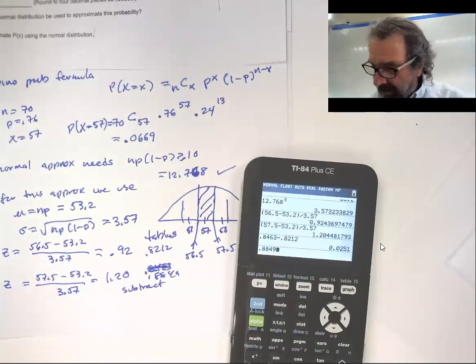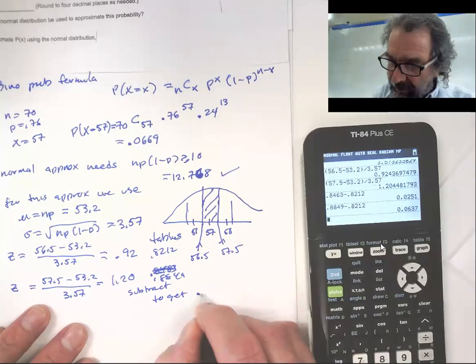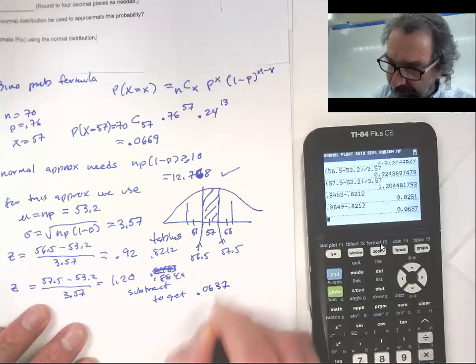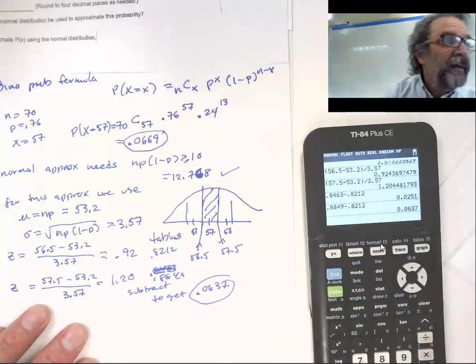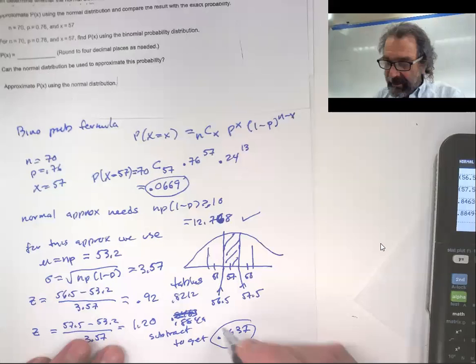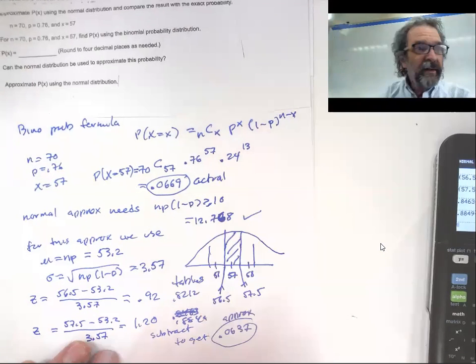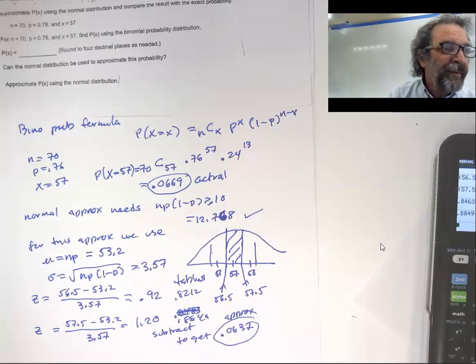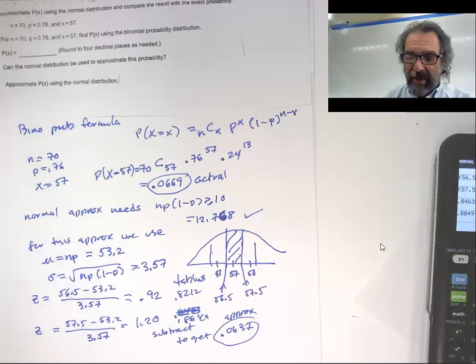0.8849 minus 0.8212 is 0.0637. Okay. And so we're comparing that 0.0637 to the 0.0669. Pretty close. There's the approximate answer. Here's the actual answer. So the normal distribution did a pretty good job, even just computing the probability of being on top of one value. And we solved that problem. So I almost had to panic and start over, but I'm not going to give up that easy.